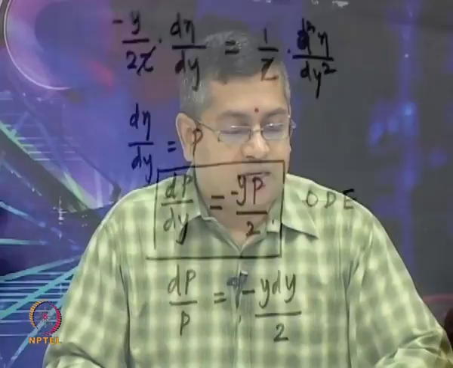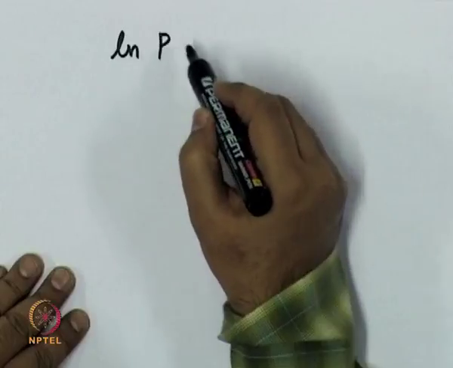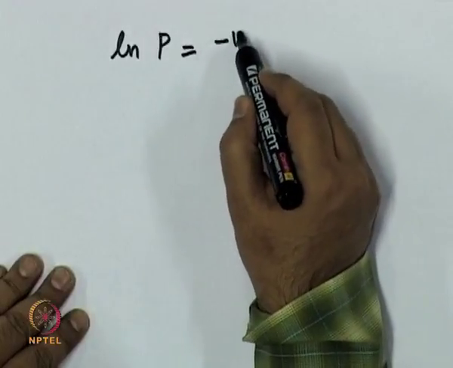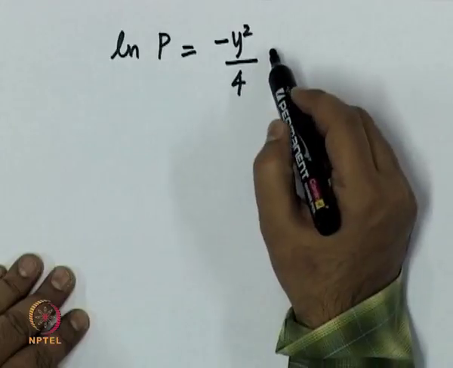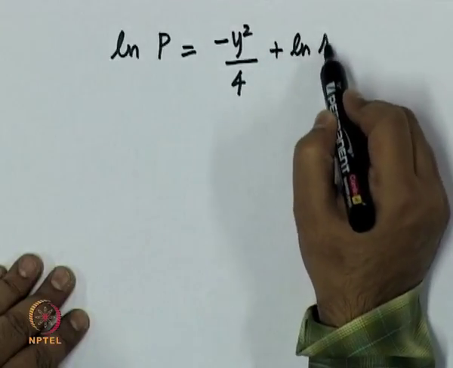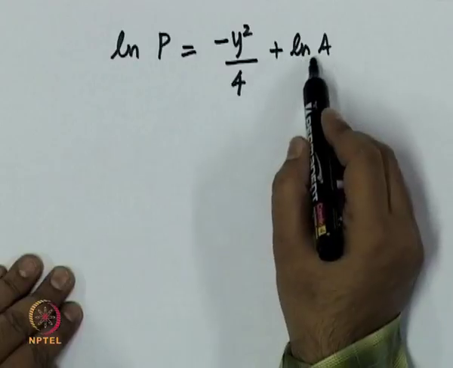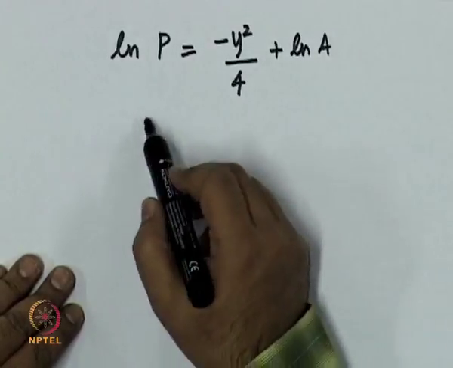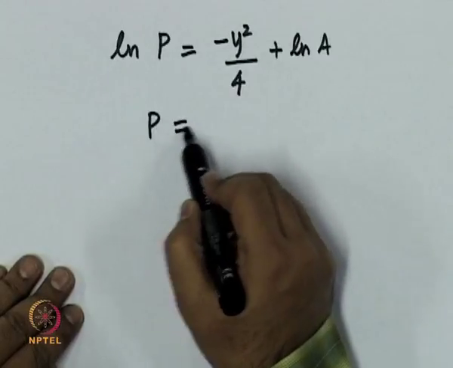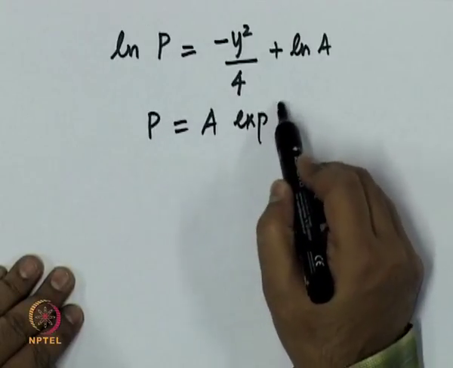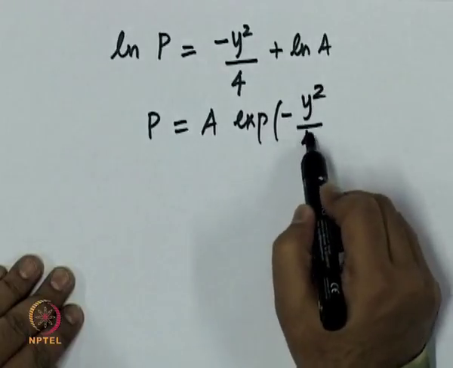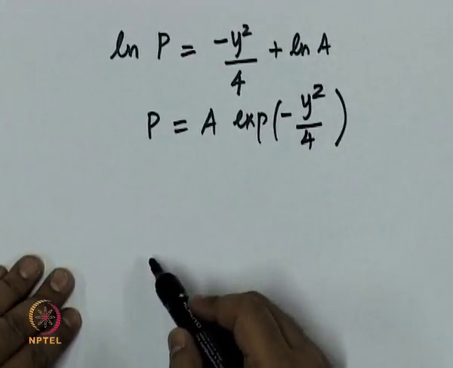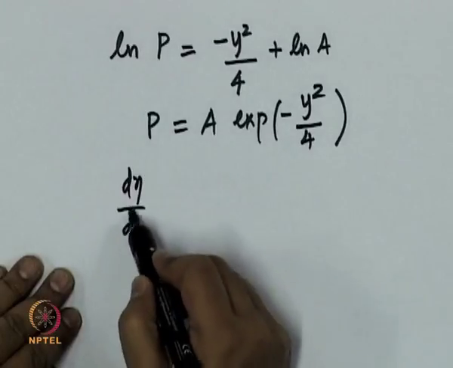So, if you integrate that equation, what do you get? You get logarithm of p is equal to minus y squared by 4 plus some logarithm of a, that is a constant. I am taking it as logarithm because now I am going to exponentiate, so it will make it easy for me. So, then I get p as some a exponential minus y squared by 4, but p is nothing but d eta by dy.